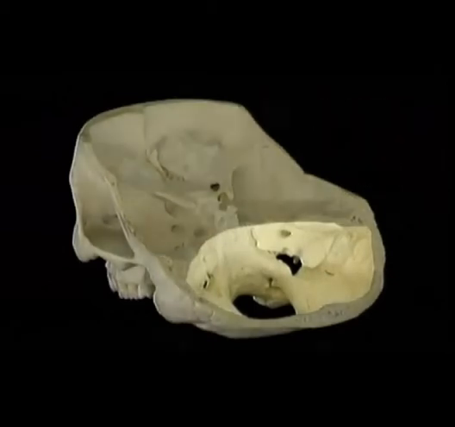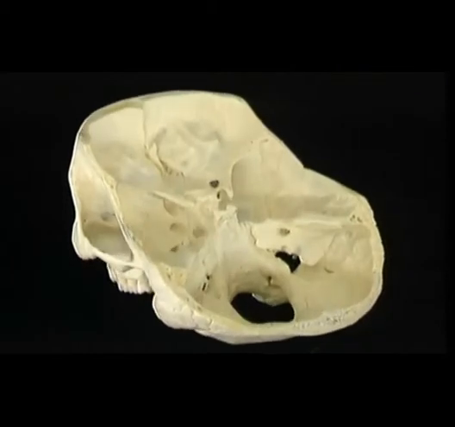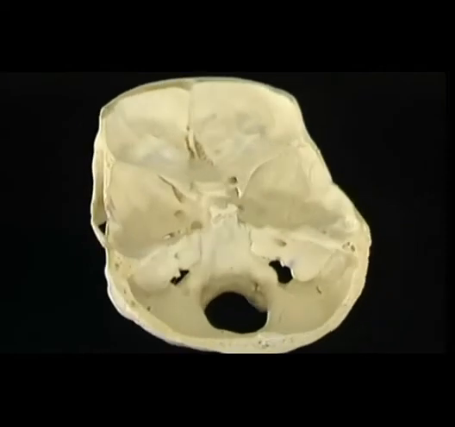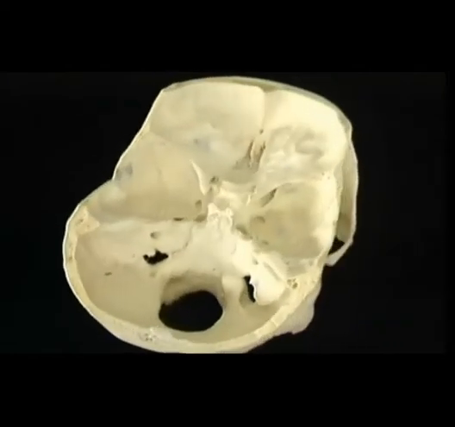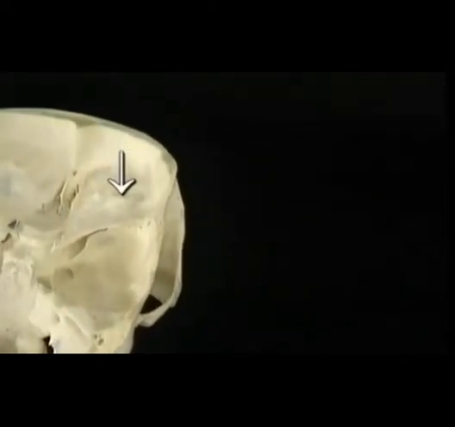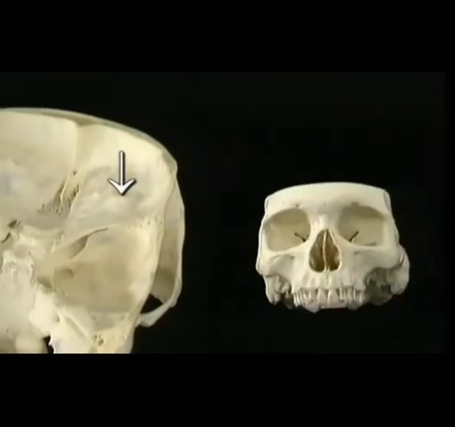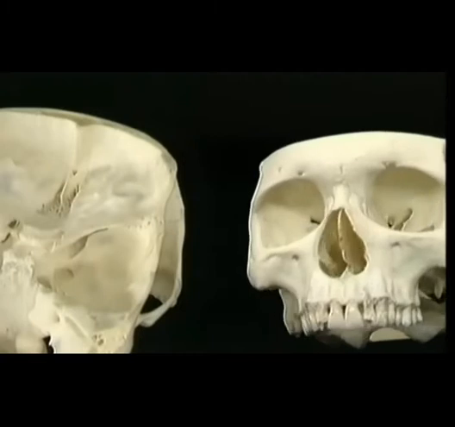We saw the posterior cranial fossa with the occipital bone. In this section, we'll look at the main features of the anterior cranial fossa and the middle cranial fossa. The bone that forms this bulge in the floor of the anterior cranial fossa is the same bone that forms the roof of the orbit. Here, this is the frontal bone.